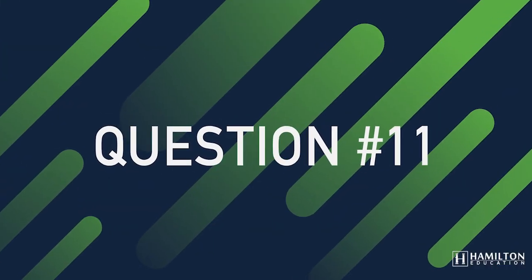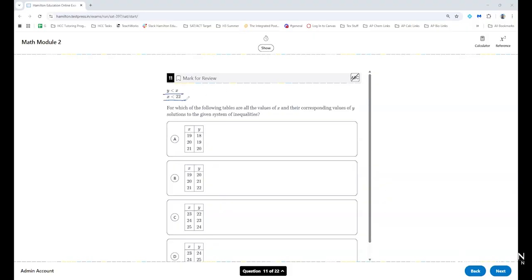Question 11. We have y is less than x and x is less than 22. Which table of values of x and y corresponds to the given system of inequalities? So definitely you can graph this system of inequalities on Desmos, and that might make it easier for you to see it. You can also plug in the values and check it too. So for example, I know x has to be less than 22. So then all of these numbers here are less than 22. Let's see if that's the same for all the answer choices.